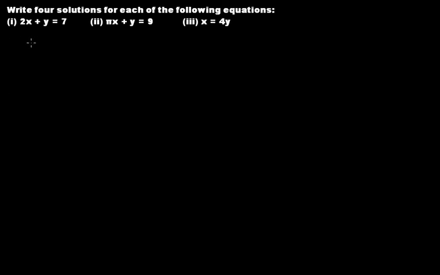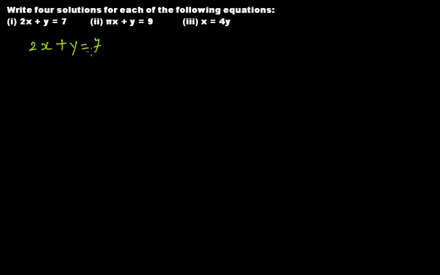Now this first one is 2x plus y is equal to 7. I assume that you have watched that tutorial on finding solutions of a linear equation in two variables. If you haven't watched that tutorial, then you can watch it. The video link of the tutorial is given in the description box below. Watch that tutorial first, only then you can understand this one. So assuming that you have watched that one, let's start.